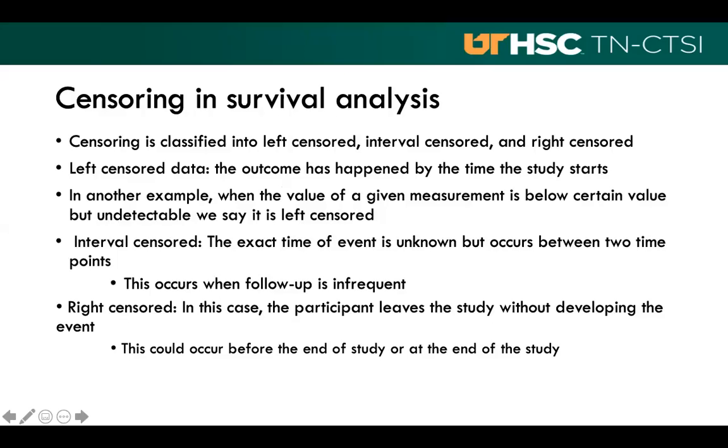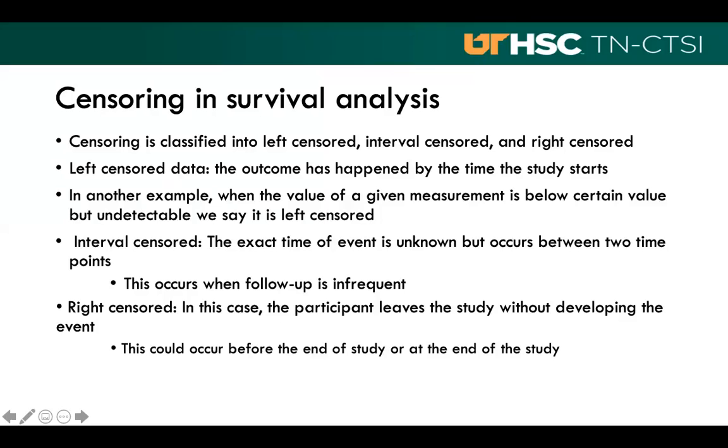Sure, Daniel, thank you. So, censoring in survival analysis. Censoring is classified into left censored, interval censored, and right censored. Left censored means the outcome has happened by the time the study starts. So the outcome has already happened at the beginning, and you don't want to include those in the analysis because the outcome has already happened. In this kind of situation, we say the participant is left censored. In another example, when the value of a given measurement is below a certain detectable value, we say it is left censored. We don't have complete data on the outcome that's measured.